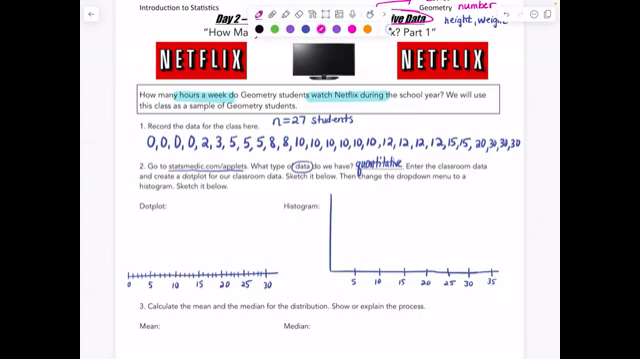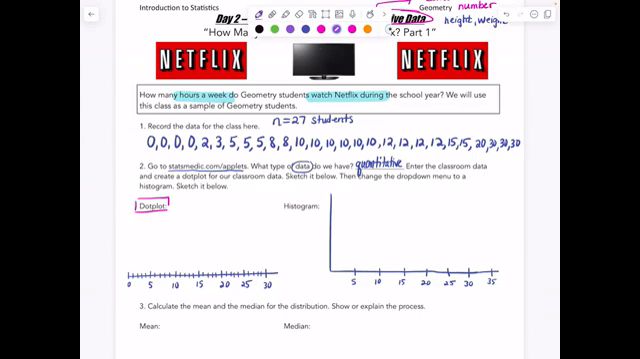And then what we're going to do is create a dot plot in this first graph. And we're also going to do a histogram based off of this data. So I took the data and I put it in numerical order. If more than one student watched Netflix for the same number of hours, I listed that. So for example, 4 students watched Netflix for 0 hours a week, and 3 students watched Netflix for 5 hours a week, etc.